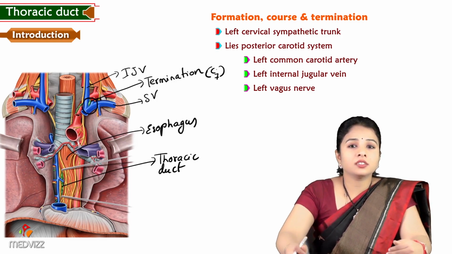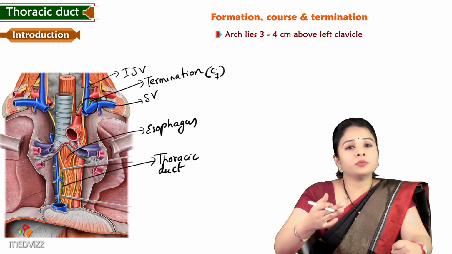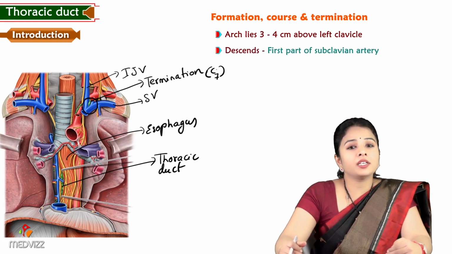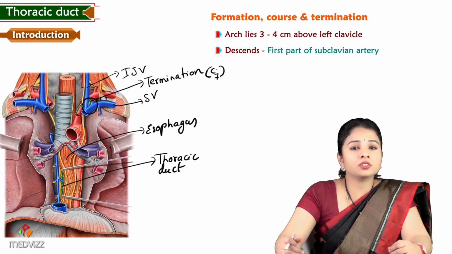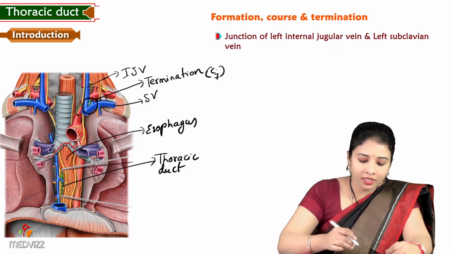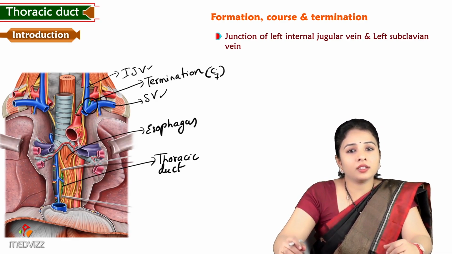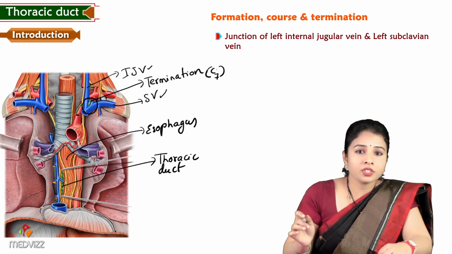Further, the summit of the arch of the thoracic duct is approximately 3 to 4 centimeters above the left clavicle. Finally, the thoracic duct descends in front of the first part of the subclavian artery and it terminates commonly at the junction of internal jugular vein and subclavian vein, that is the left subclavian vein and left internal jugular vein. This angle is called Pirogoff's angle.